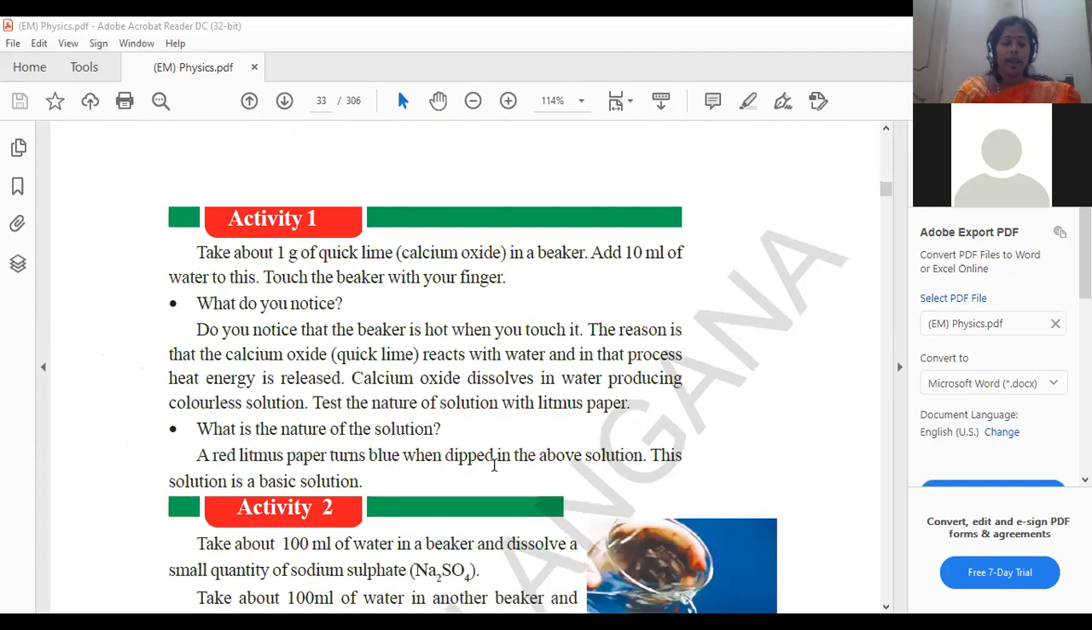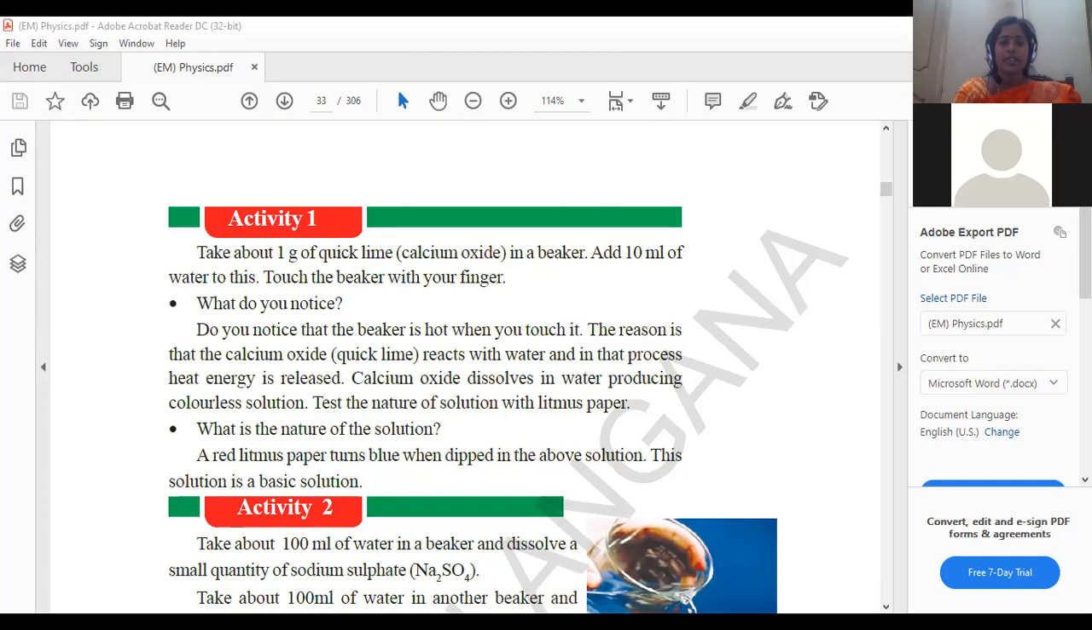Now, let us go to activity 1. In order to explain activity 1, let us take a tab here. Just wait. So activity 1, which is part of this representation of chemical equations.